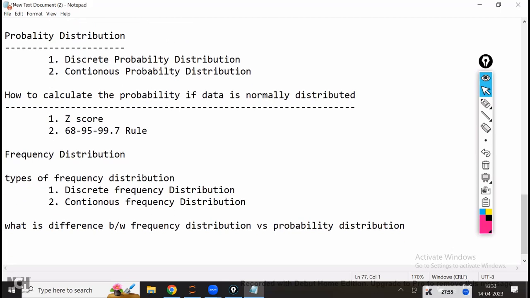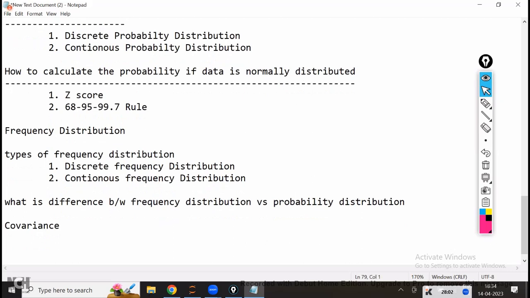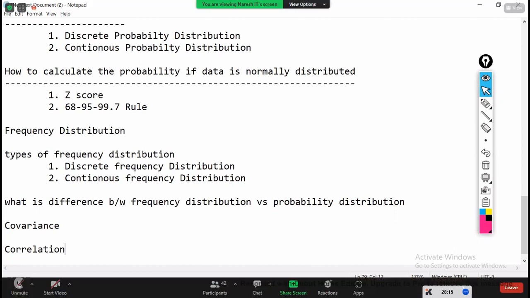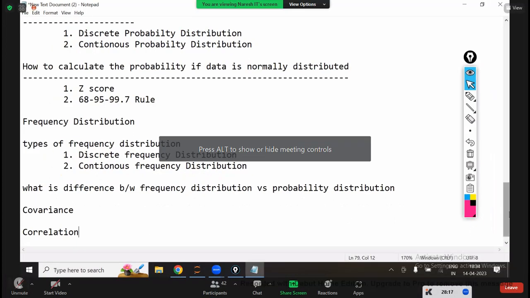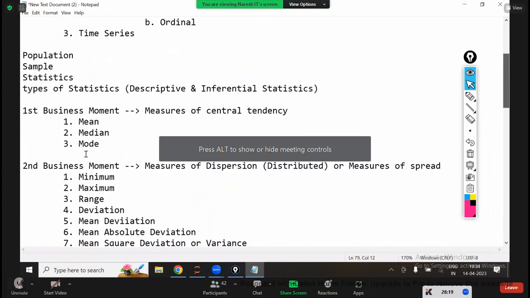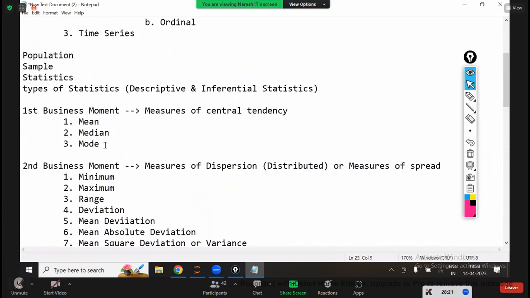And along with this, next, coming to bivariate analysis, covariance. We have discussed what is meant by covariance. And the next one is correlation. A model distribution, that is modes only, different types of modes come under modes. Unimode, bimode, multimode, everything comes under modes, right?